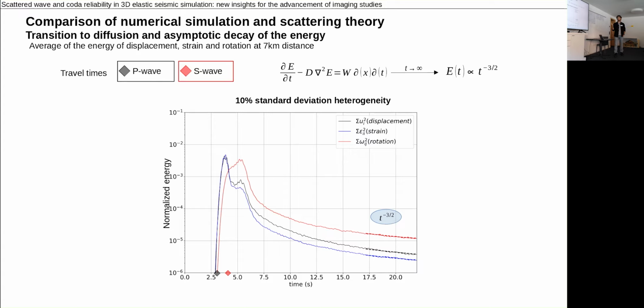So we know that if we wait enough time, at some point we should get to diffusion. And we know that if we are in a 3D medium, we are expecting to see that the decay of the energy is proportional to this factor, which is exactly what we see. In this case, I'm showing also the decay for the displacement, strain, and rotation.